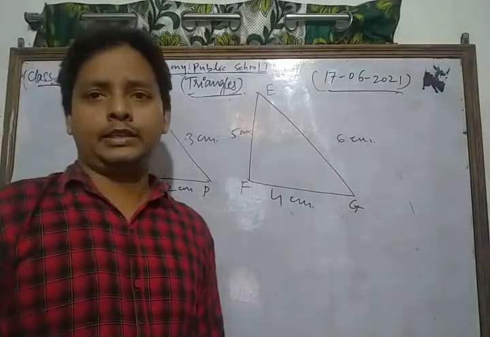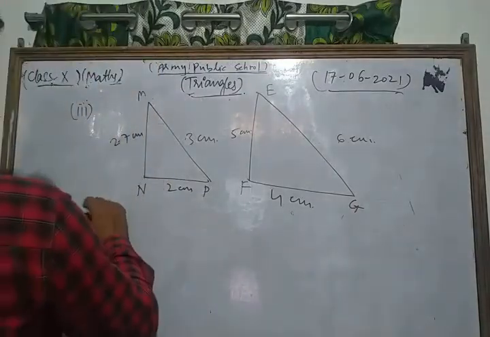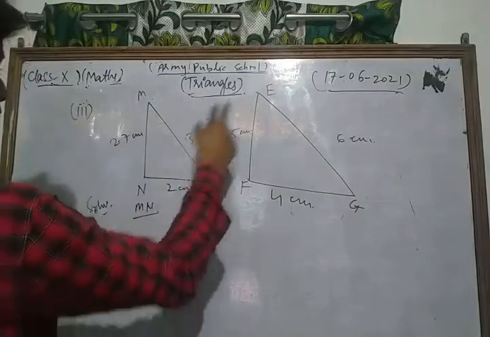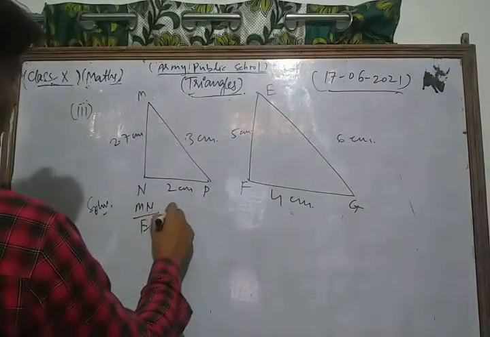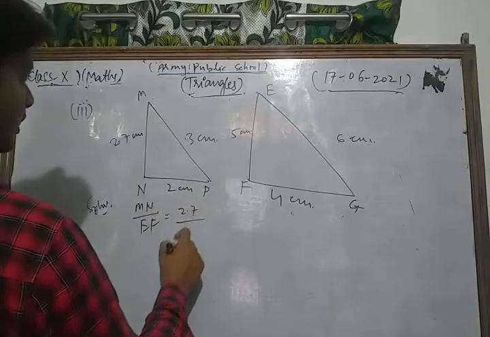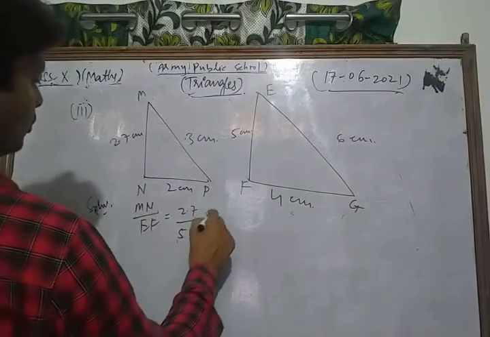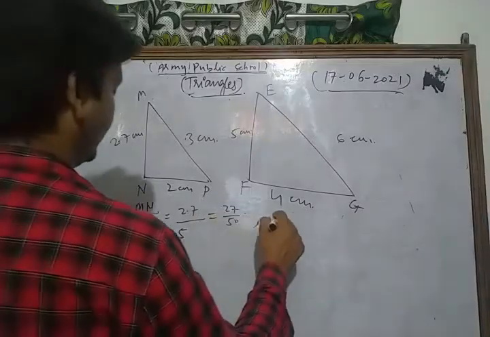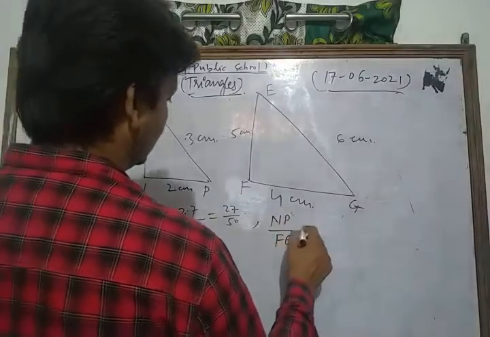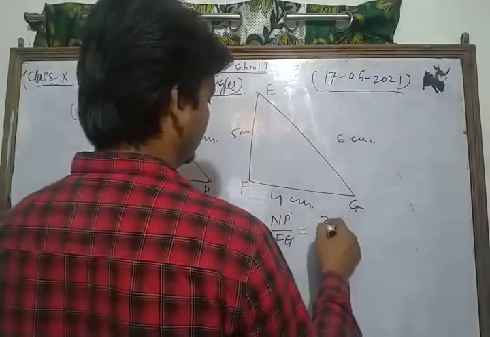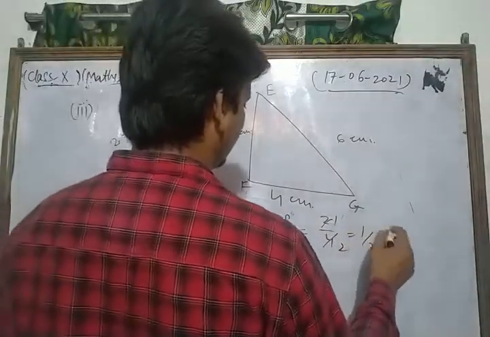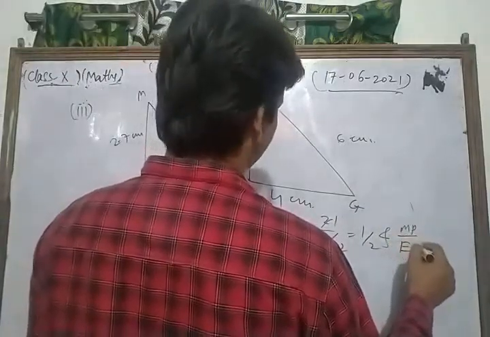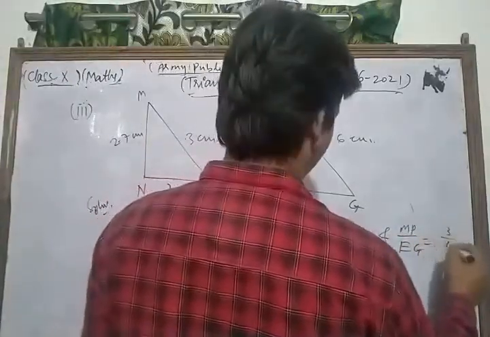So we have to check whether these triangles are similar or not. So let's see its solution. First of all, we find MN upon EF. So MN is 2.7 upon EF is 5, or we can write 27 upon 50. Okay. Now we find NP upon FG. This is equal to 2 upon 4. This is 1 by 2, 2 1 is 2, 2 2 is 4. This is 1 by 2. And we find NP upon EG. So this is 3 upon 6.